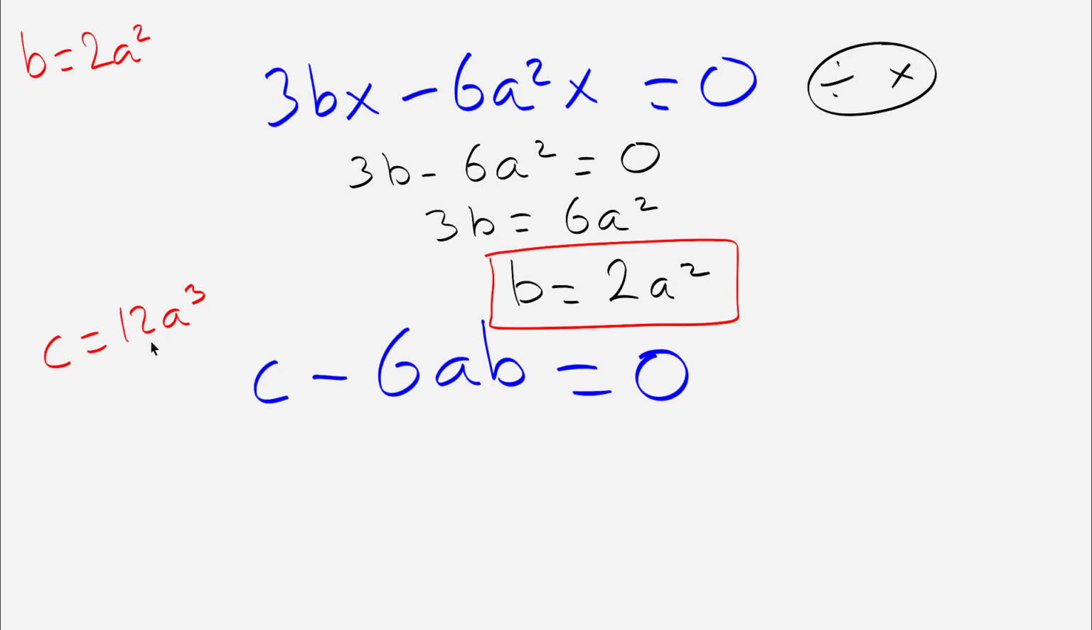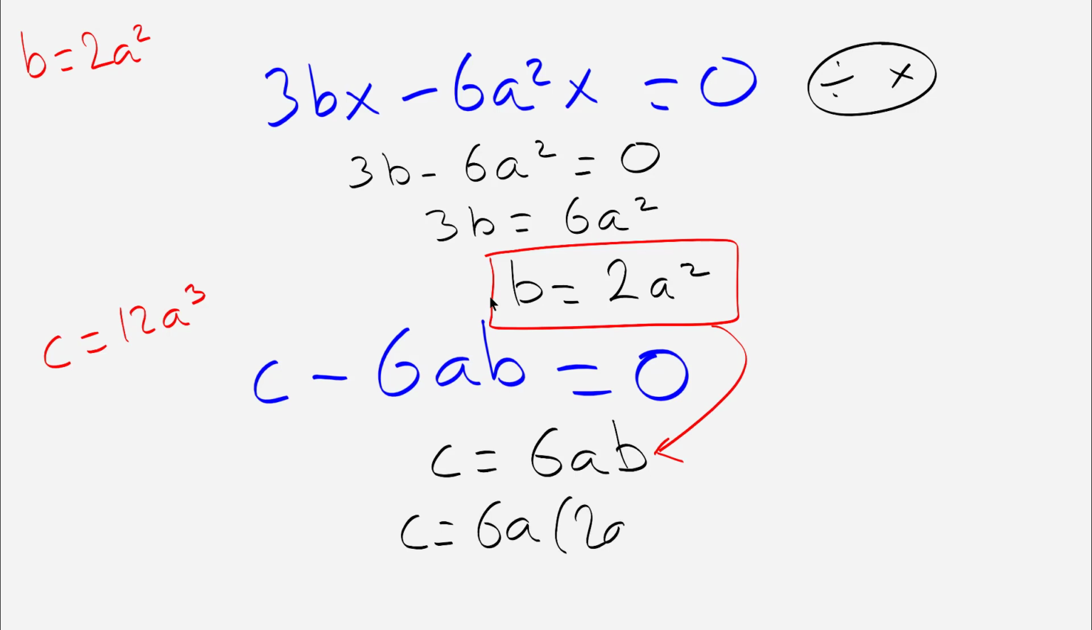Now we have to also prove that c = 12a³, and that's going to come from this one. So working with this one, we can say we've got c - 6ab = 0. So in other words, c = 6ab. But we're trying to prove that c is 12a³, not 6ab. What we're trying to prove doesn't have a b in it. But if we go back here, we already know that b is 2a². So subbing in 2a² for b, we'll get c = 6a × 2a². In other words, c = 12a³. And that is the second one proven.